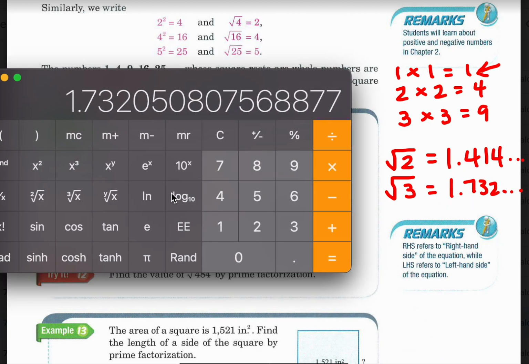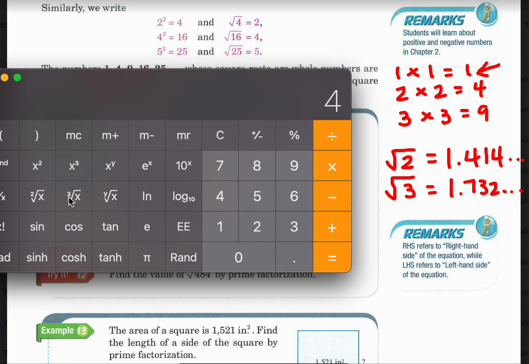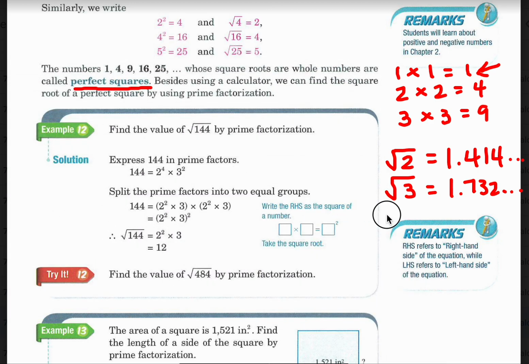Now, if I put into my calculator the square root of 4, I get 2. That's a perfect square. When I try to find the square root of 4, I just get 2. Okay, so all of these are called perfect squares because they have a whole number answer. There's more beyond that, but those are just the first 5. So that's something important to put into your notes as well.